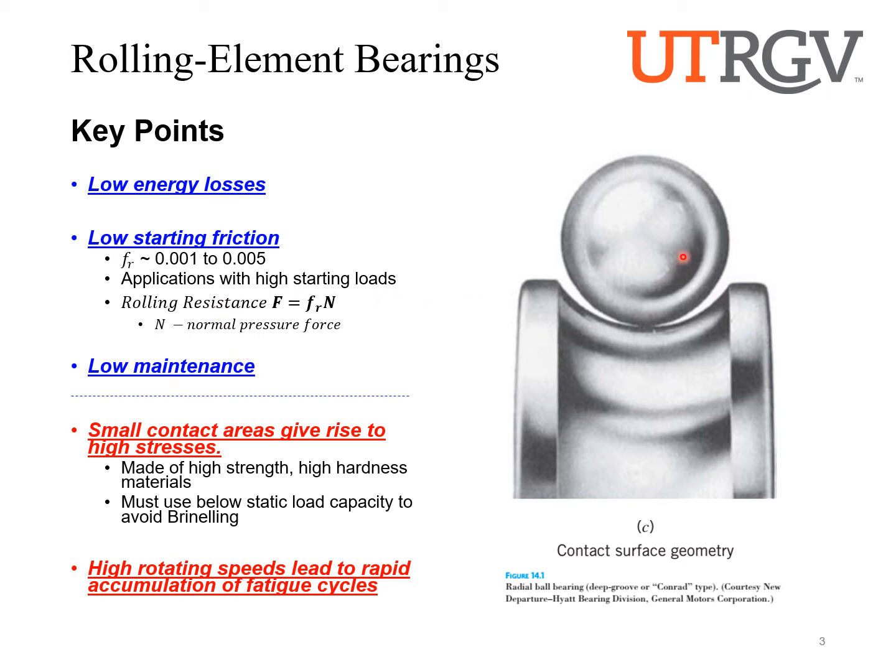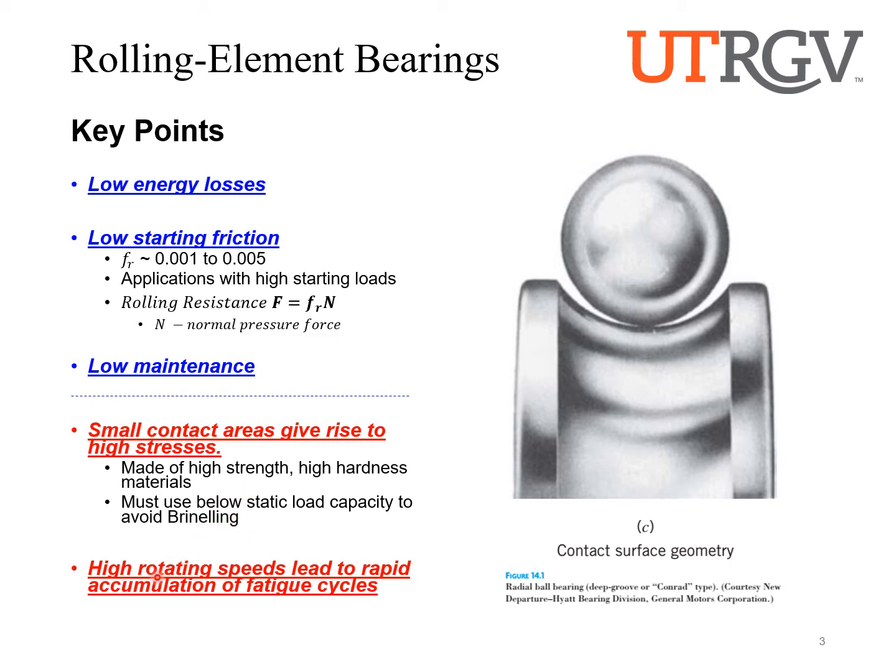They're going to usually be low maintenance or no maintenance. However, these rolling element bearings also have some weaknesses. One of the weaknesses is that because you have very small areas contacting between the rolling element and the rings, this is going to lead to high stresses. So this is one of the reasons why these rolling element bearings are going to be made of very high strength, high hardness material. And also we must use them below the static load capacity to avoid Brinelling. So each of the bearings is going to come with a static load, how much force you can put before you can permanently deform the bearing, which is called Brinelling. I'll show you a picture in the next slide.